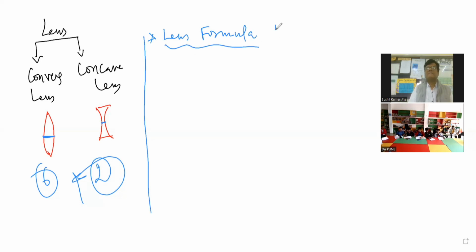Lens formula, basically we write it 1 upon f is equal to 1 upon v minus 1 upon u. There it was plus sign, 1 upon v plus 1 upon u in mirror. In lens it is minus sign. This is the difference.